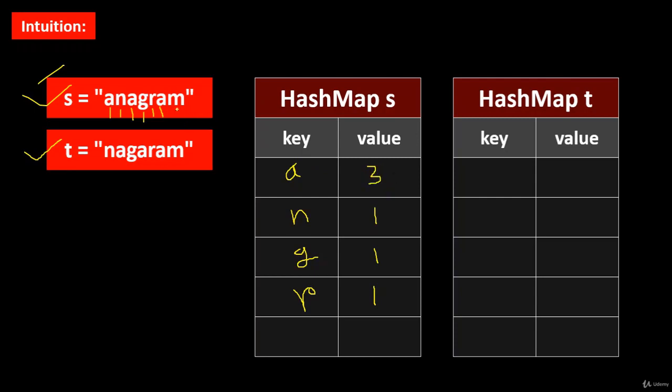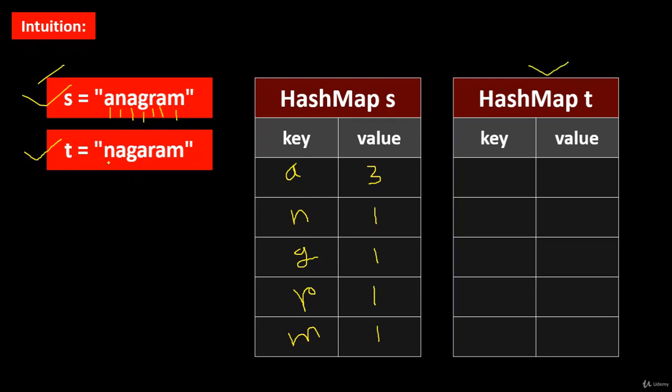Then the next character we have is m. M does not exist in this hash map, so let's add m and as value 1. So we have constructed the hash map for this string s. Now let's construct this hash map for string t.